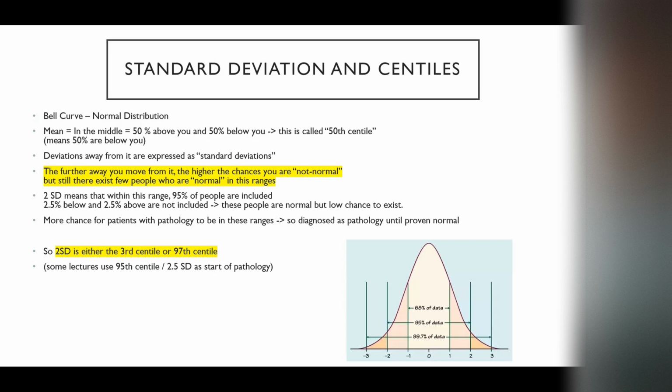So what does it mean, 3rd centile? We said that below us exists 3% of the population, and that's physiology.